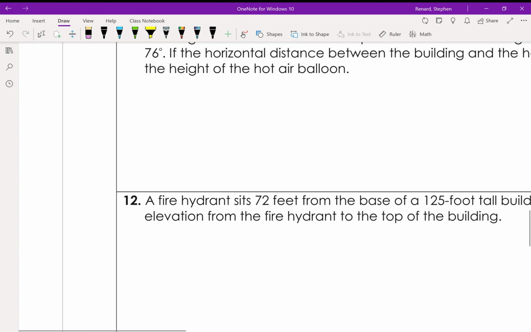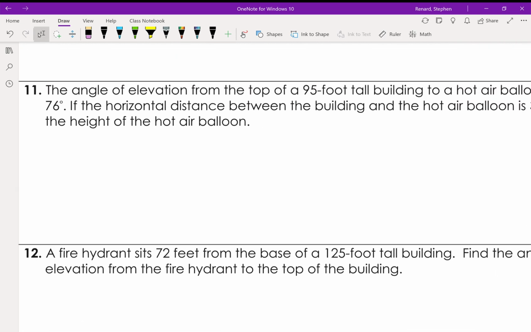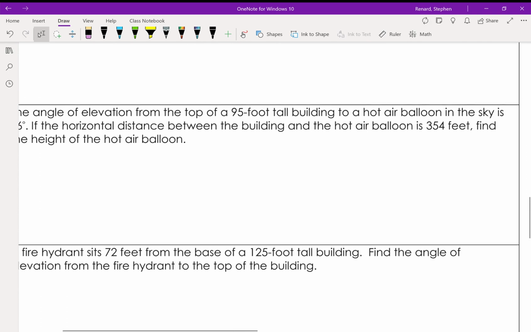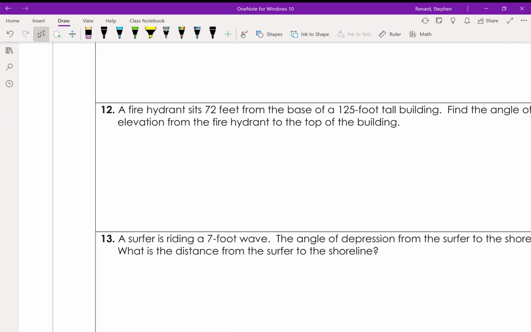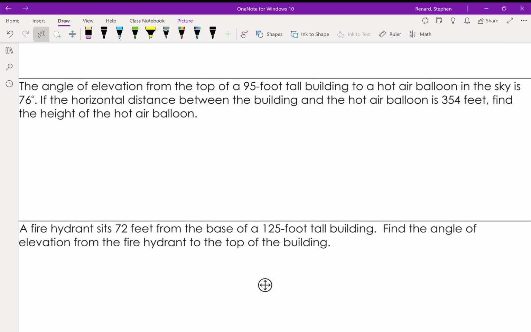So I'm going to pick one of the harder ones. You're welcome. And that's 11. So I'm going to do 1 depression, 1 elevation. So the angle of elevation from the top of a 95-foot tall building to a hot air balloon in the sky is 76 degrees. If the horizontal distance between the building and the hot air balloon is 354 feet, find the height of the hot air balloon. So let's draw a picture.